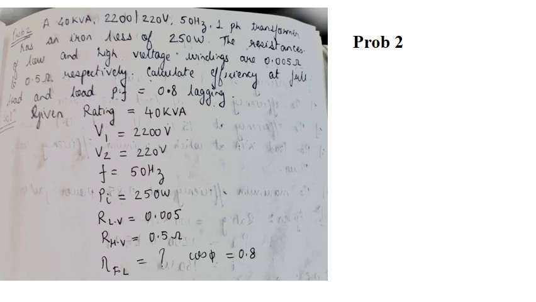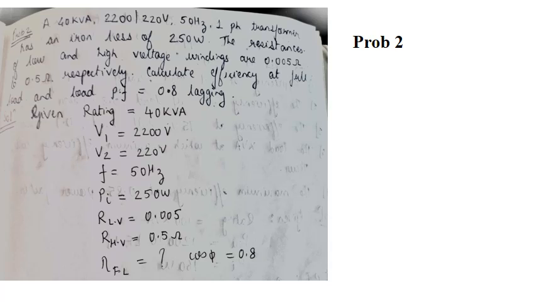Now in our last numerical, we have seen how to calculate the efficiency at full load and half load. Now coming to the second problem. In this, it is given that a 40 kVA, that means the rating is 40 kVA, 2200 by 220, that means V1 is 2200, and V2 is 220. Frequency is 50 hertz, and iron losses of 250 watts. That means Pi equals 250.